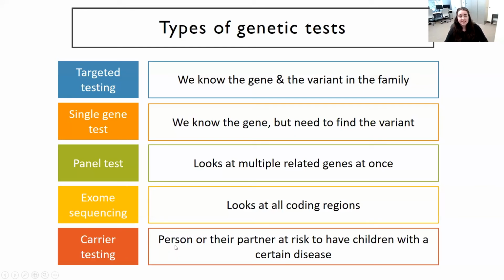So carrier testing is used, for example, if you have a sibling with a recessive disease. If you say you have a sibling with SMA and you want to know, am I a carrier of SMA? Or you know you're a carrier and you're looking to have children with someone, you want to find out, are they also a carrier of the same condition? That's what we would do there, what we call carrier testing.